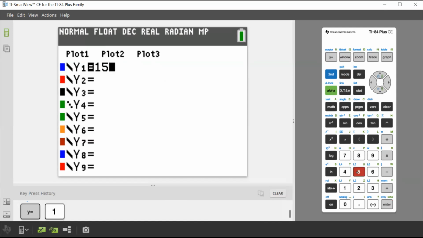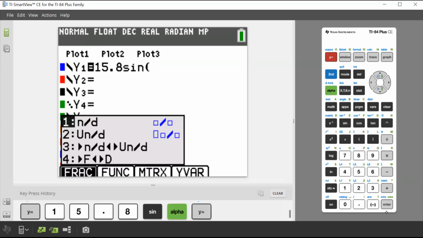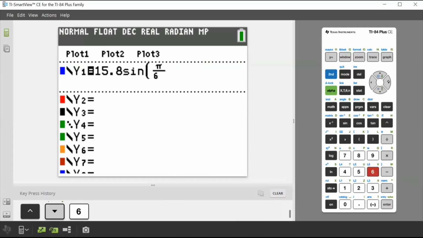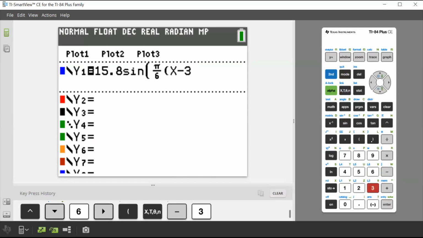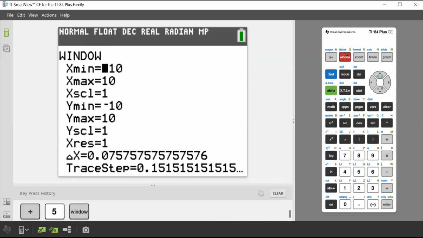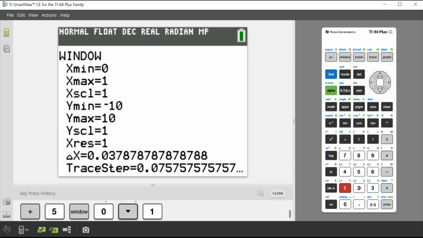So our function was 15.8 sine. I like to use my fraction button. Pi over 6 x minus 3, parenthesis, parenthesis, plus 5. Now, before I hit my graph, I'm going to change my limit settings. X is time in months. Well, X min then should be 0. Time in months, well, over the course of a year, 12, right? Scale 1 is fine. Okay, minimum, that's my minimum temperature.